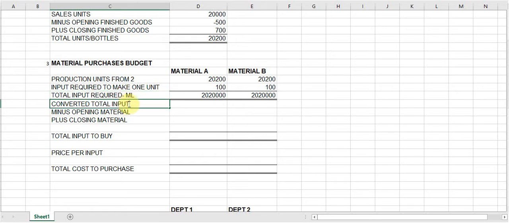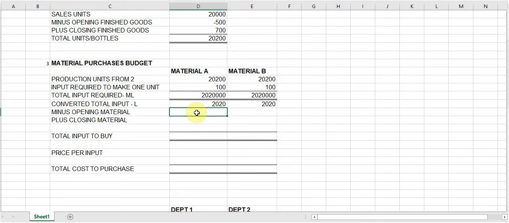Now we want to convert it to liters. How do I convert to liters? I need to divide by 1,000. So I will simply take the answer that I've calculated divided by 1,000 because there's 1,000 milliliters in 1 liter.